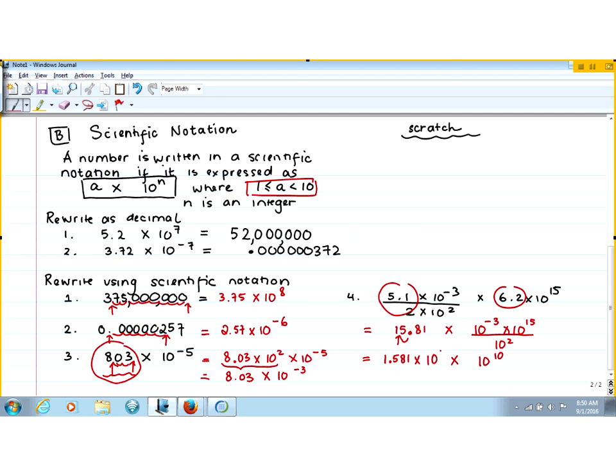1.581 multiplied by 10 to the first power. The first power, we usually don't write it. So this is an invisible 1 here. 10 to the first power. Well, this is an intermediary step, so we could write it. As a final answer, if it is 10 to the first power, we do not write it.